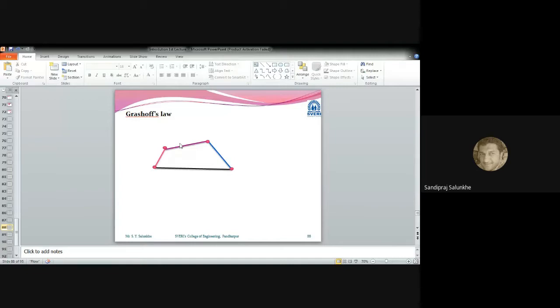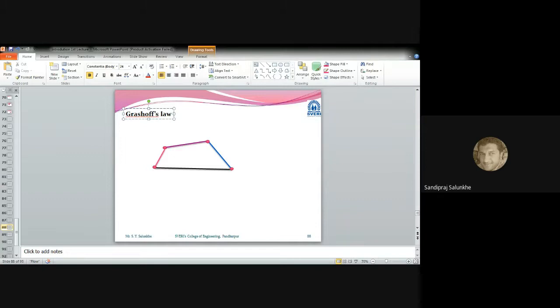Now in this case, what Grashof found, and later published as a law, is that if this four bar chain mechanism is there and you want to form a complete rotation of any link, then to have the complete rotation of any one of these links, it requires that the summation of the shortest and longest link should be less than or equal to the remaining two links' length.